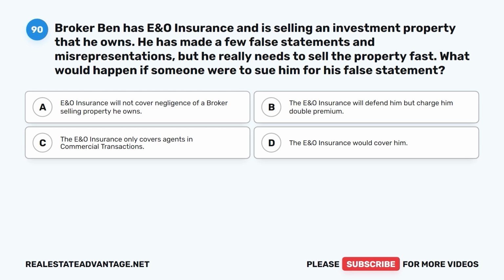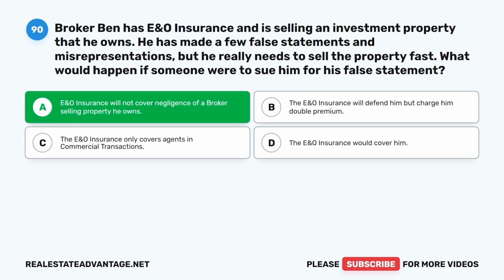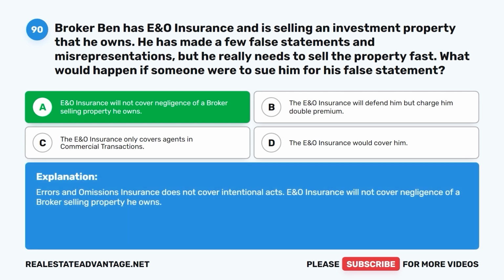The correct answer is A. E&O insurance will not cover negligence of a broker selling property he owns. Errors and omissions insurance does not cover intentional acts. E&O insurance will not cover negligence of a broker selling property he owns.